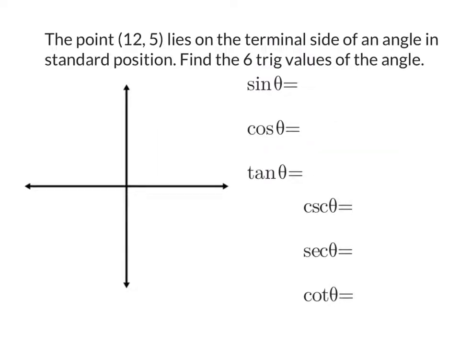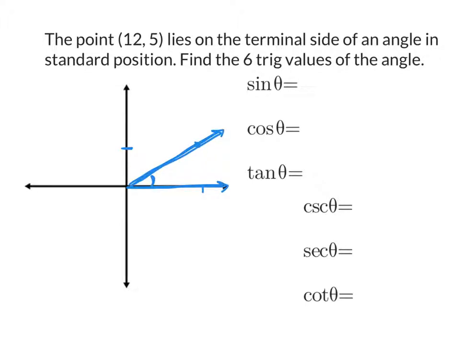So let's say the point (12, 5) lies on the terminal side of an angle in standard position. What would that angle look like? Well, since we do know the point, we can plot it. We'll go over 12 and up 5, and it gives us a spot right here. So the angle in standard position would have its initial side on the positive x-axis, and its terminal side will go through that point.